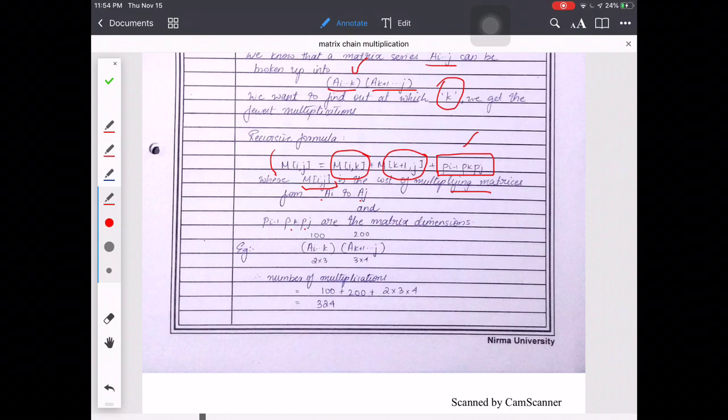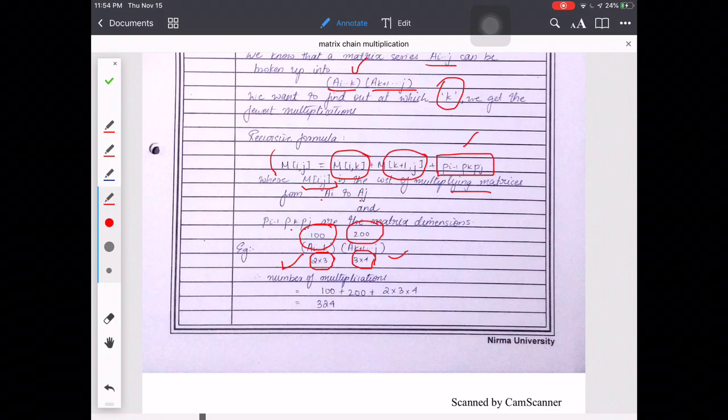So let's see an example, and it will be clear what these values actually mean. Suppose we have the matrices from Ai to Ak, and that after computing becomes a single matrix of order 2 by 3. And then we have the other part, which is Ak+1 to Aj, which is again a matrix of order 3 by 4. And let's say that the cost of multiplying this matrix was 100, and this set of matrices was 200.